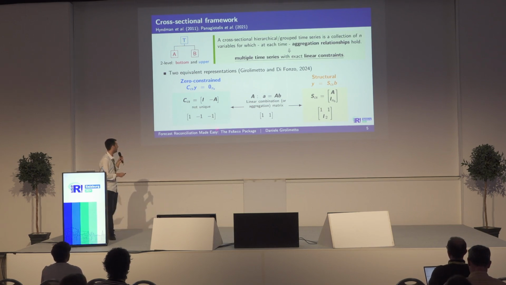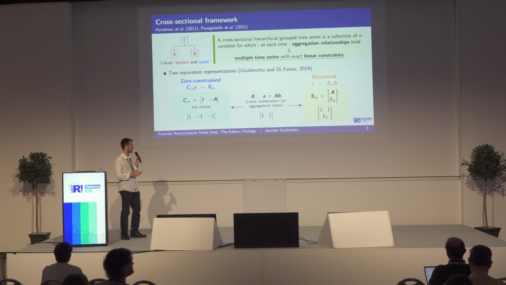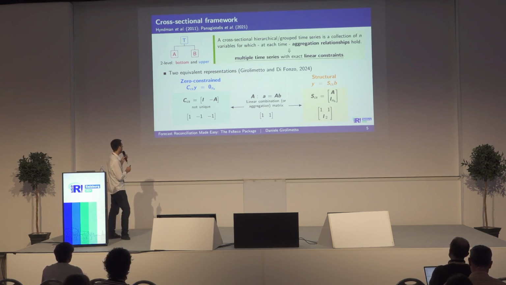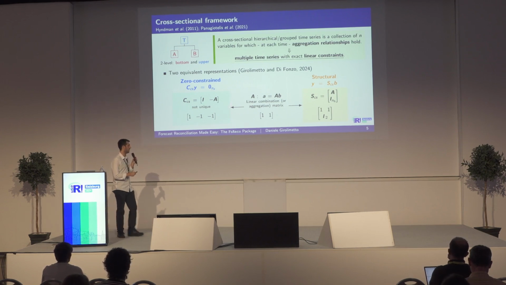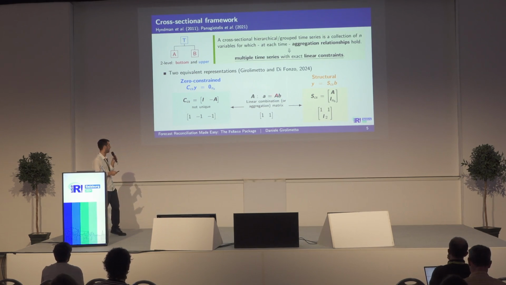The first one is a zero-constraint representation with the C matrix that we have seen before, but we can still have also a structural representation where there is this S matrix that links the bottom time series to all the variables. The bottom in this case are A and B. So how can we link these two equivalent representations using the linear combination matrix A, and FoReco allows you to calculate this matrix starting from this or from this other approach very easily.